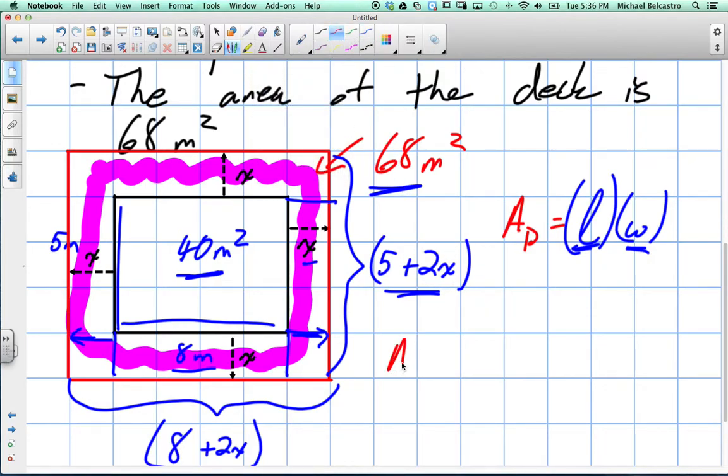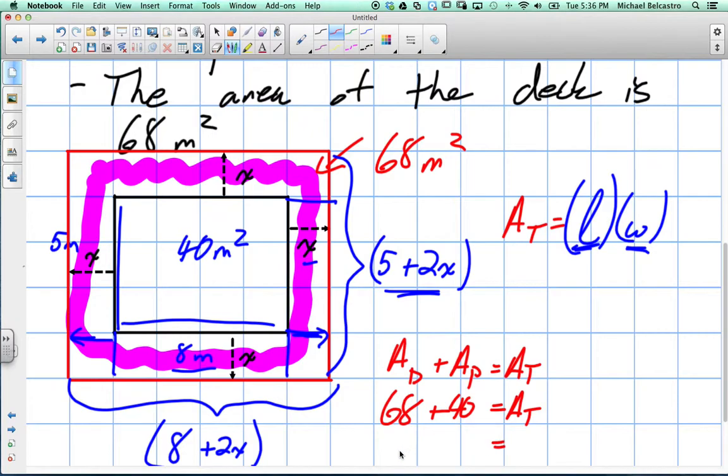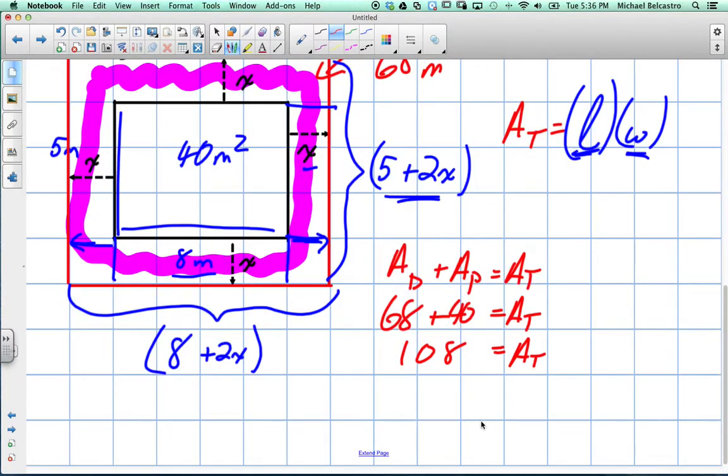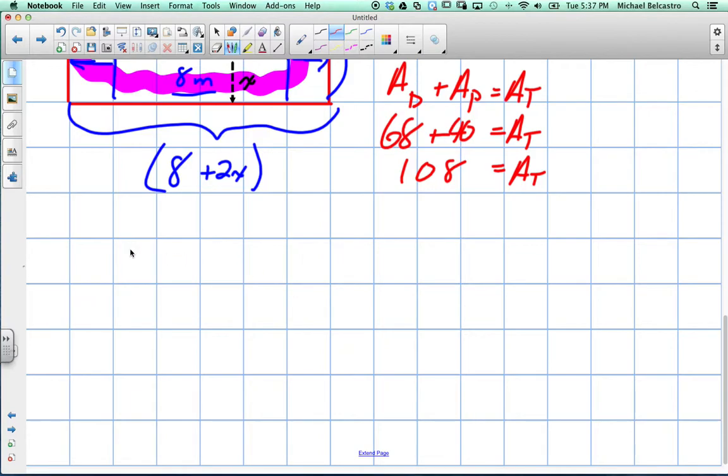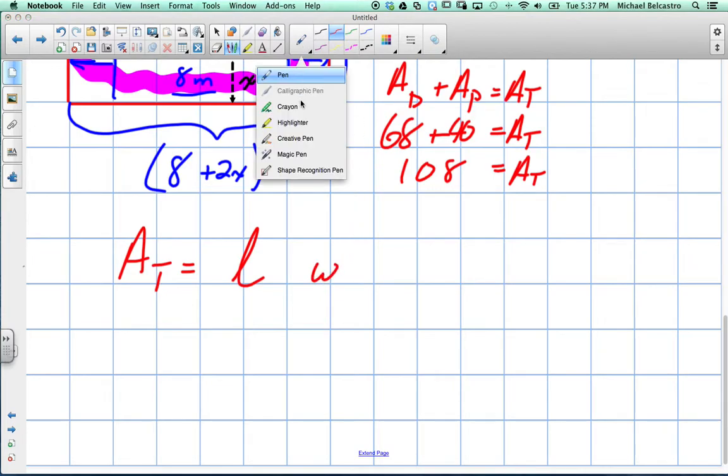Okay, so I need to take this area, the area of the deck. I'm going to say, sorry, total area instead of just area of the deck. I'll call this area total. And the area of the deck plus the area of the pool is equal to the area total. So to find our total area, the deck is 68, the area of the pool is 40, our total area is 108. And we'll say it's in meters squared. Okay, is our total area. So let's build an equation now. So remember, like we said, total area is equal to length times width, and we're going to highlight them.